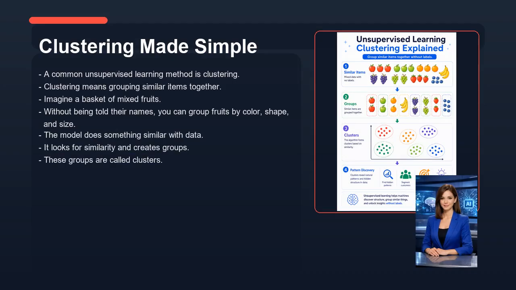Now let's look at clustering made simple. A common unsupervised learning method is clustering. Clustering means grouping similar items together. Imagine a basket of mixed fruits. Without being told their names, you can group fruits by color, shape, and size. The model does something similar with data. It looks for similarity and creates groups. These groups are called clusters.